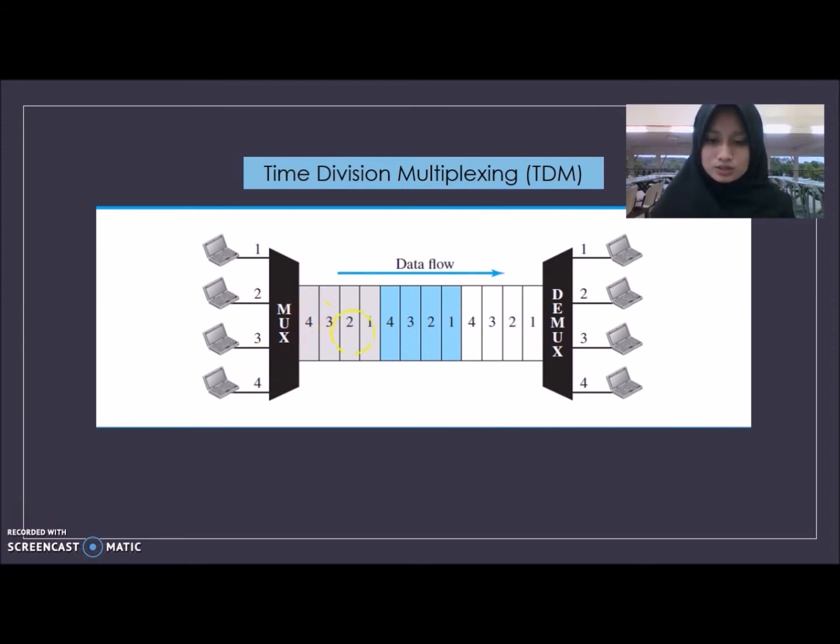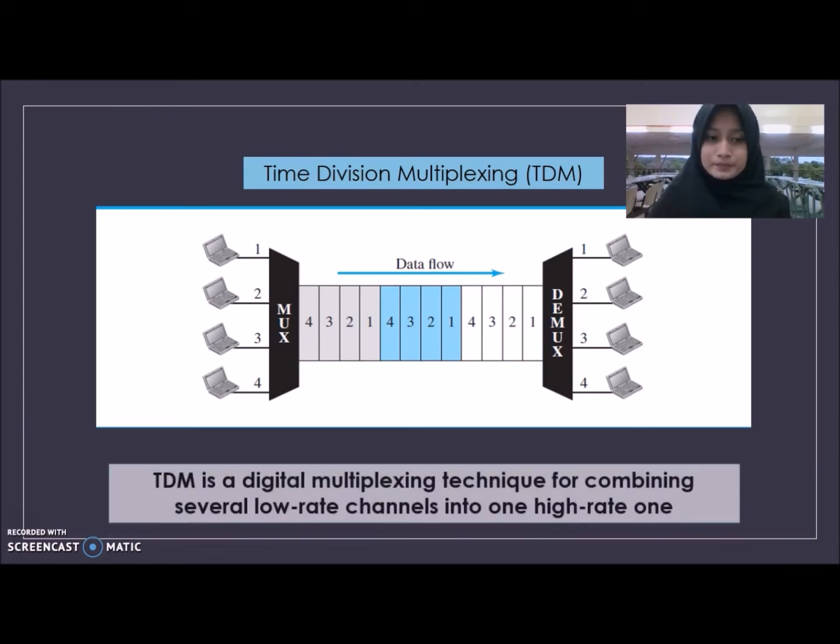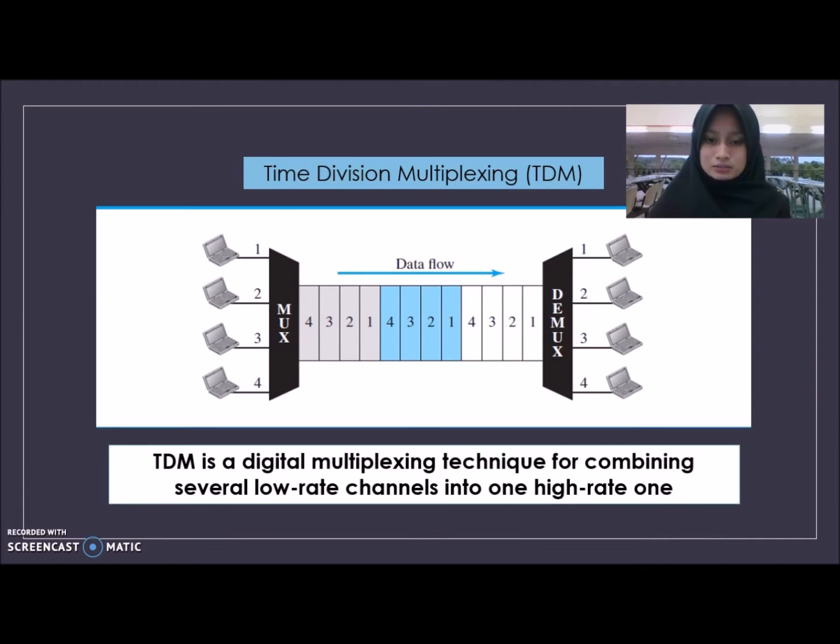We also need to remember that TDM is, in principle, a digital multiplexing technique. The digital data from different sources are combined into one naturally. However, that does not mean that the sources cannot produce analog data. Analog data can be sampled, changed to digital data, and then multiplexed by using TDM. So, TDM is a digital multiplexing technique for combining several low-rate channels into one high-rate one.